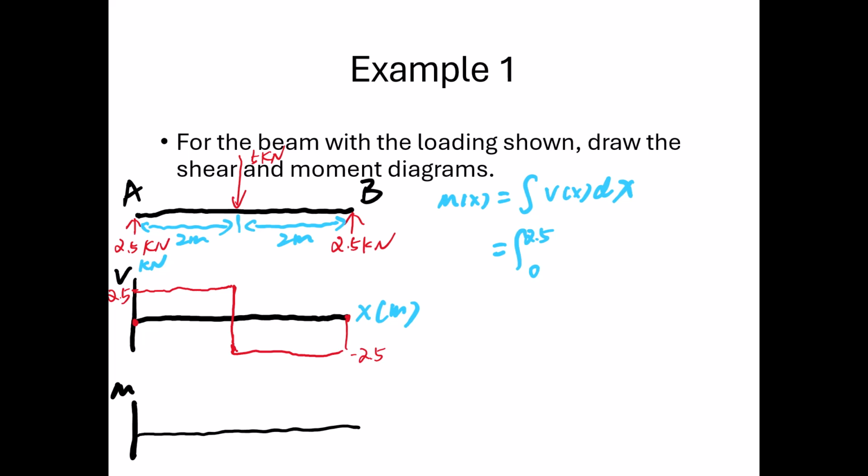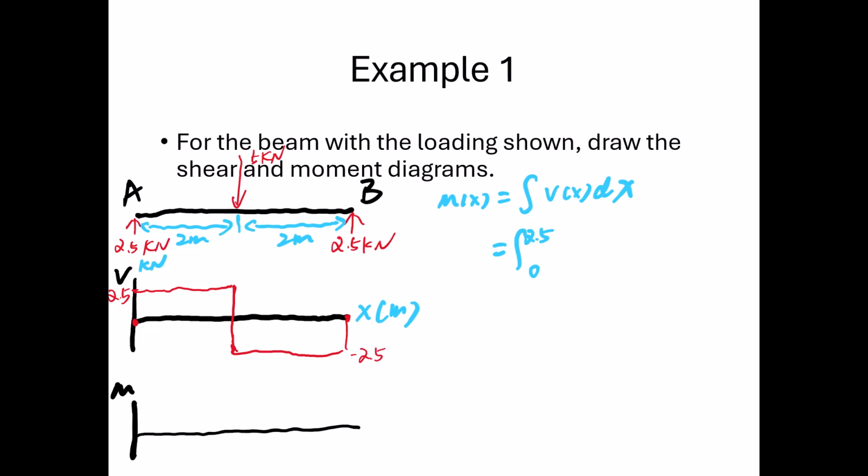The integral from 0 to 2 is 5, which means at point 2 our moment will be 5, just connected by a line. And from 2 to 4 it is negative 5, so it keeps decreasing until 0. Okay. That's how we draw the moment diagram from the shear diagram with the integral.